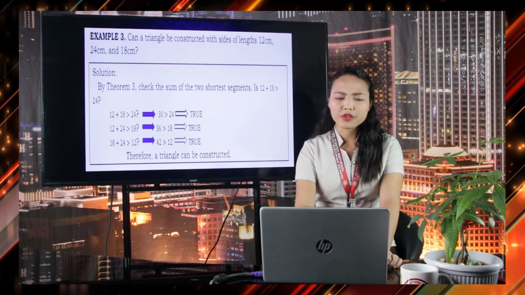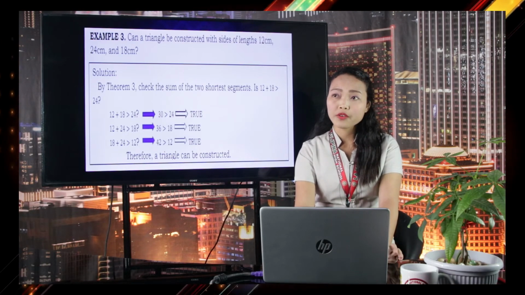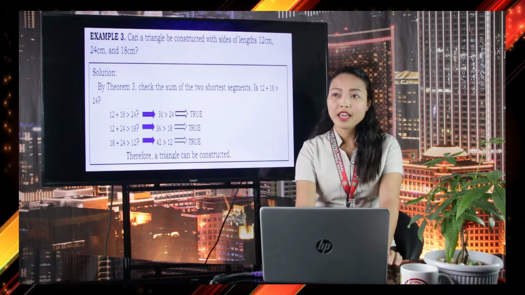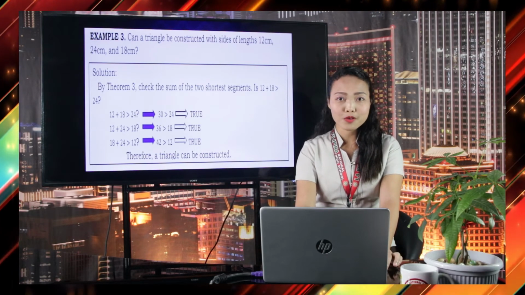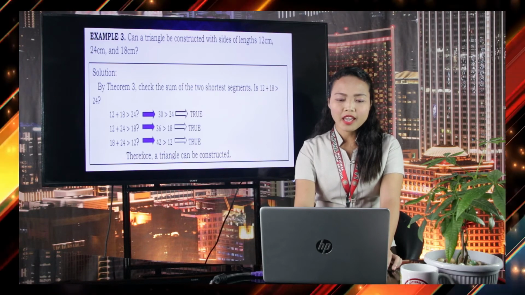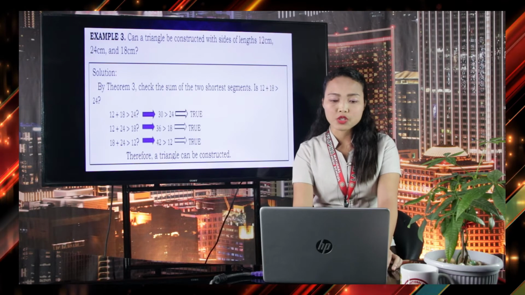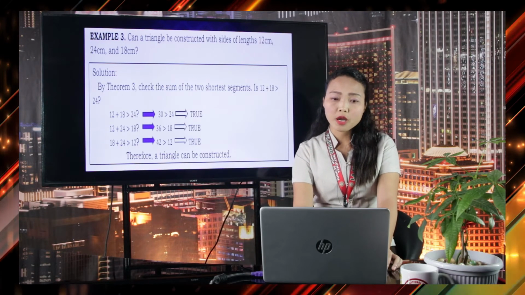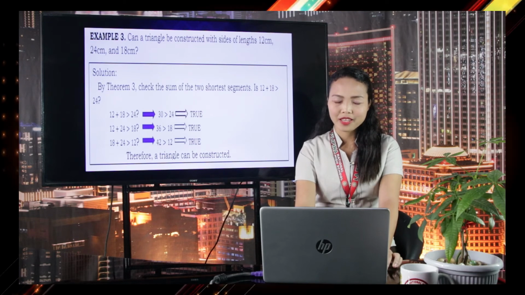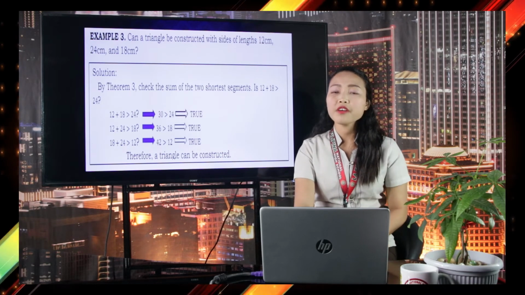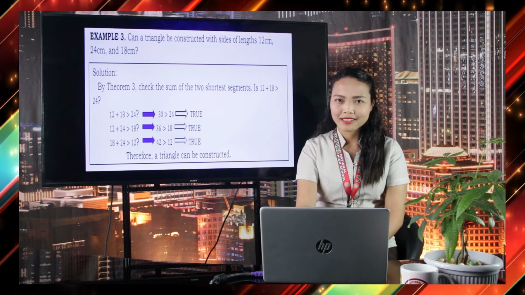We have another pair, 12 and 24. Adding 12 and 24, we have 36, and 36 is greater than 18. That is also true. And the last one is 18 plus 24 greater than 12. We have the sum 42, and 42 is greater than 12. And that is also true. Therefore, a triangle can be constructed.